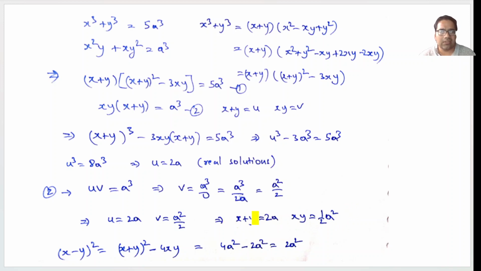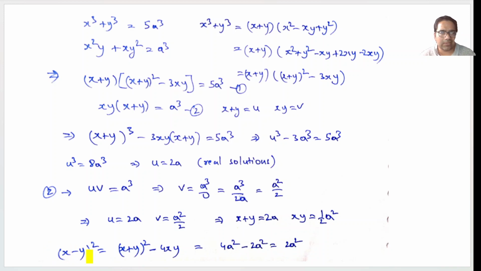Knowing x plus y and xy, we can easily calculate x minus y, because x minus y whole square equals x plus y whole square minus 4xy, right? x square plus y square plus 2xy minus 4xy becomes x square plus y square minus 2xy, which is x minus y whole square. So x minus y whole square becomes x plus y whole square, which is 4a square, minus 4 into half a square, which is 2a square. So x minus y whole square becomes 2a square.